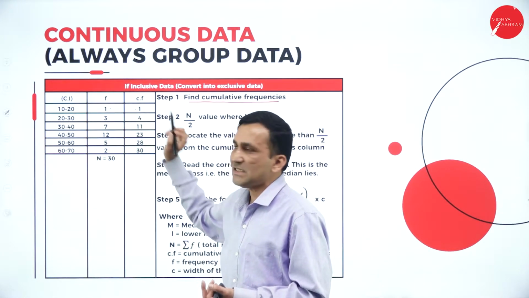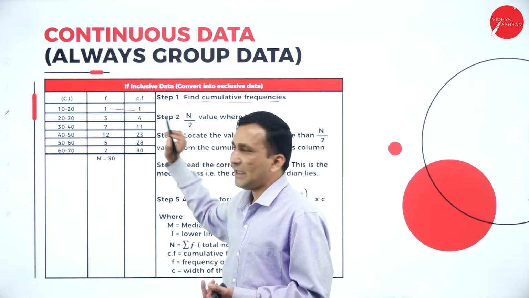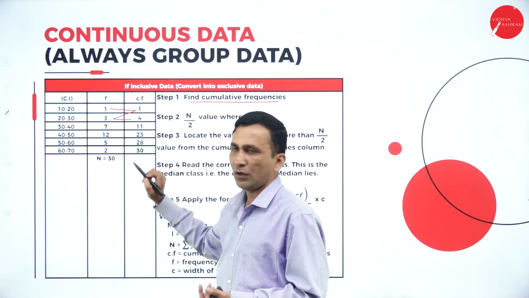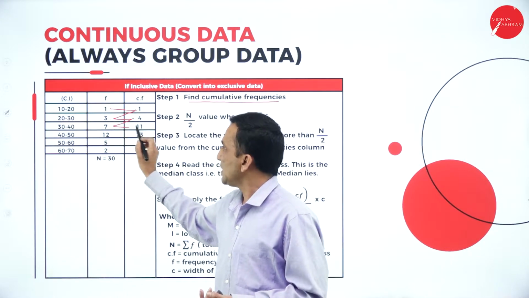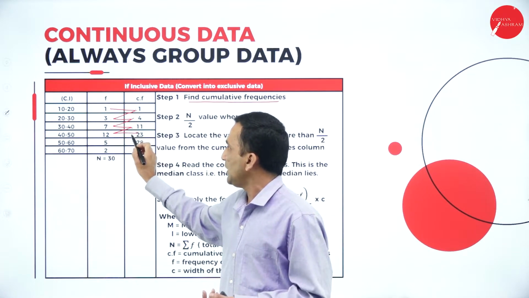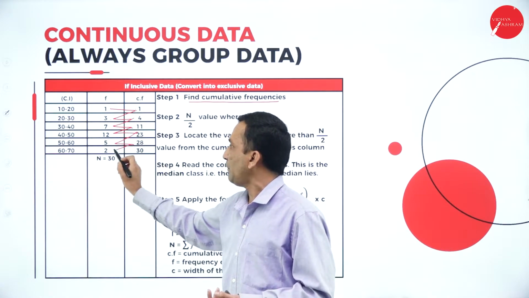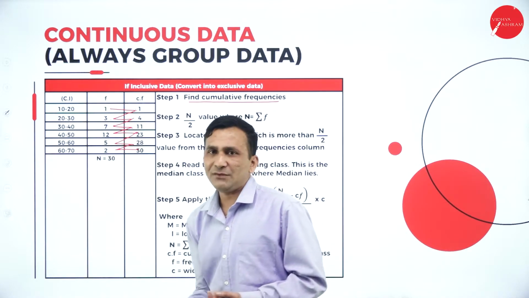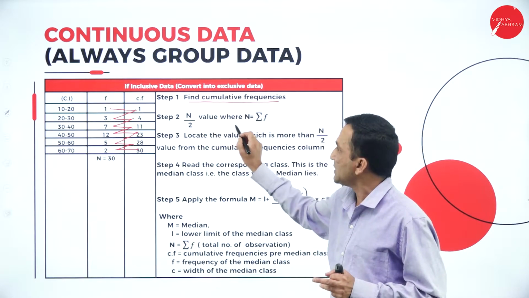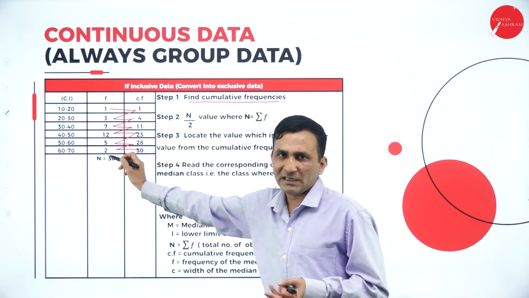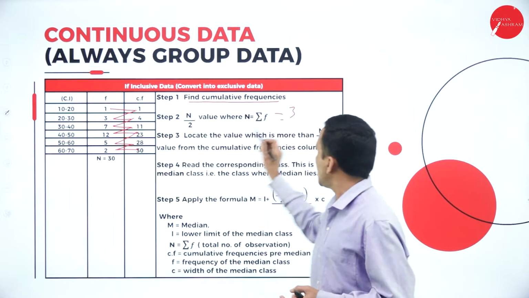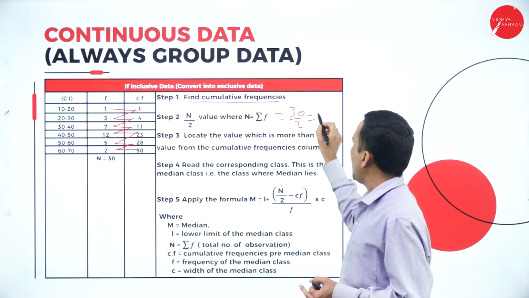How do we find the cumulative frequency? The first frequency you write as it is, 1, whatever is given. The second frequency you add: 1 plus 3, 4. Now the third frequency: 4 plus 7, 11. 11 plus 12, 23. 23 plus 5, 28. 28 plus 2, 30. Now if you add the frequency total, n is equal to 30. The first step you have completed, and now the second step. Here, the total frequency is 30. 30 divided by 2, we are getting 15.